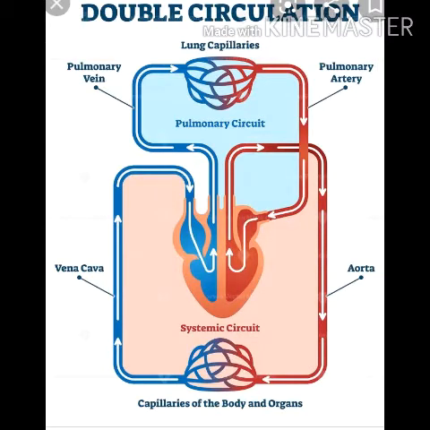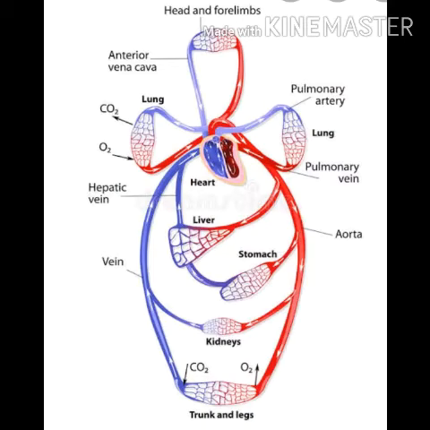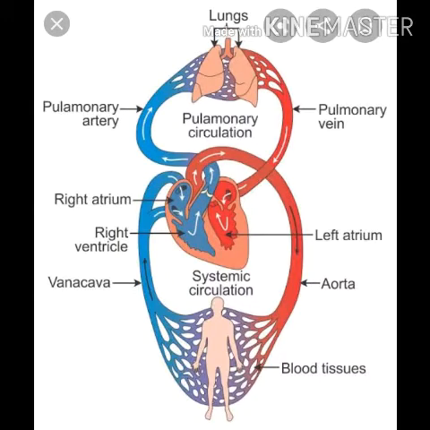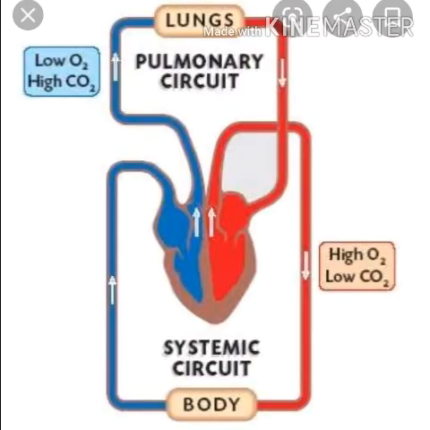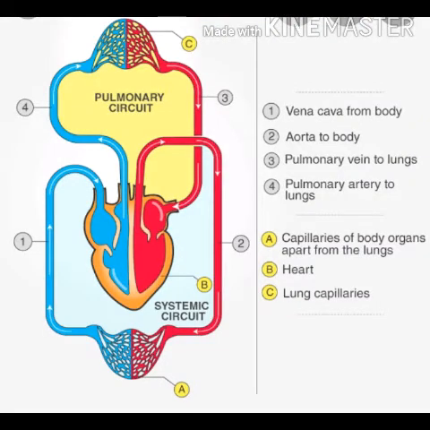What do you mean by pulmonary circulation? In this case blood flows between the heart and lungs. Deoxygenated blood from the right atrium is pumped into the right ventricle, which pumps blood into the pulmonary artery. The pulmonary artery carries this blood to the lungs, where gaseous exchange takes place. CO2 diffuses out and O2 diffuses into the blood. This oxygenated blood reaches the left atrium by the pulmonary vein.